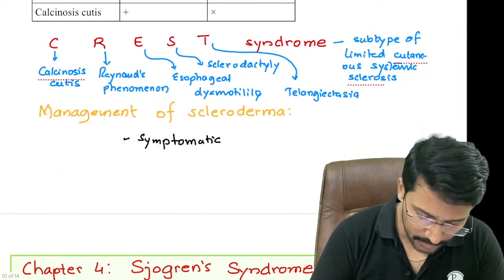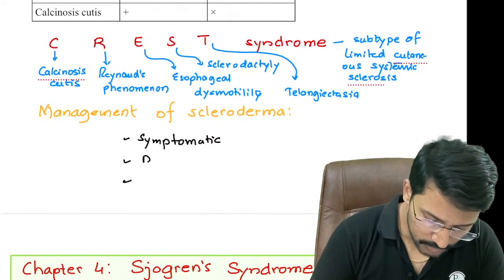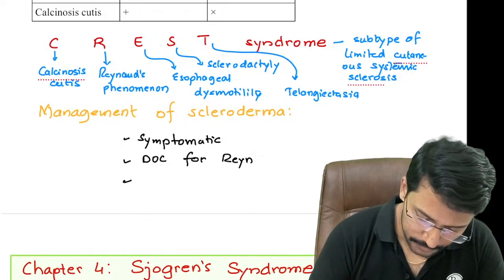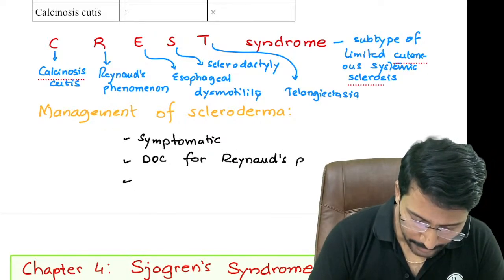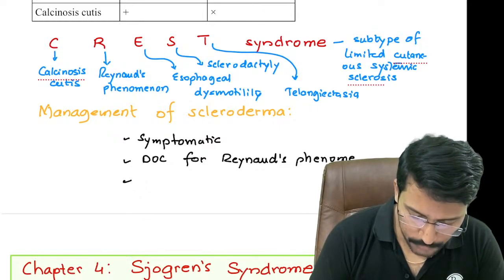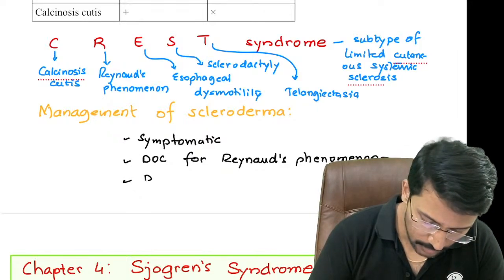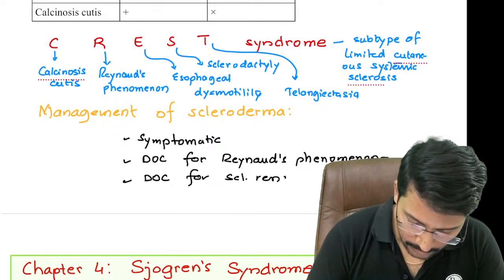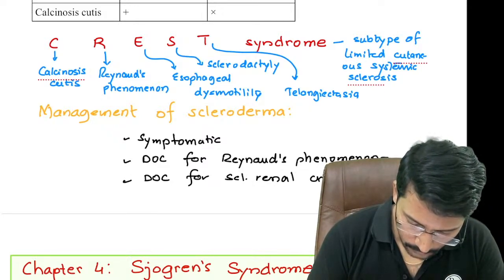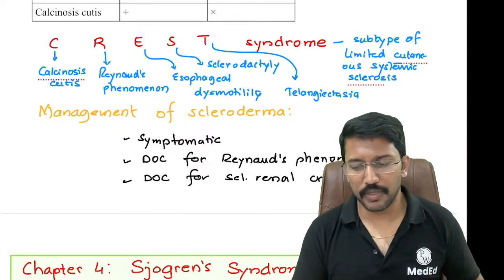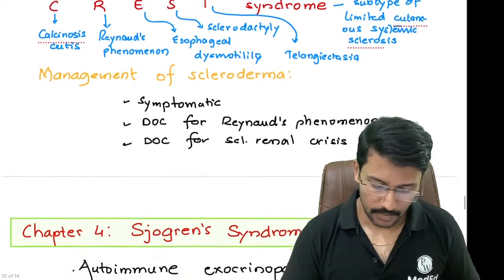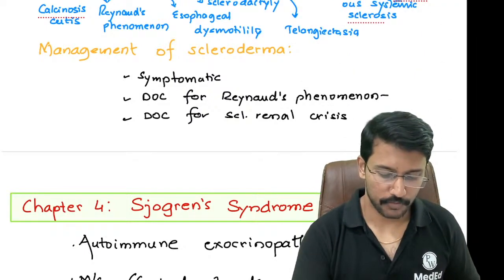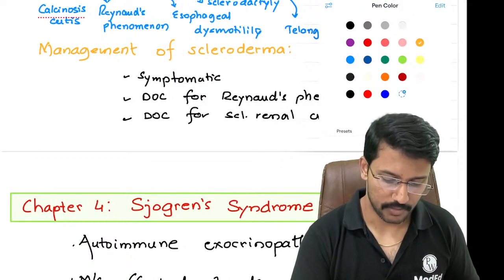And when it comes to symptomatic treatment, they will ask you 2 questions, right? What is the drug of choice for symptomatic treatment of Raynaud's phenomenon? And the second one they will ask you is what is the drug of choice for scleroderma renal crisis? Okay, so can anybody tell me what could be the drug of choice for Raynaud's phenomenon?